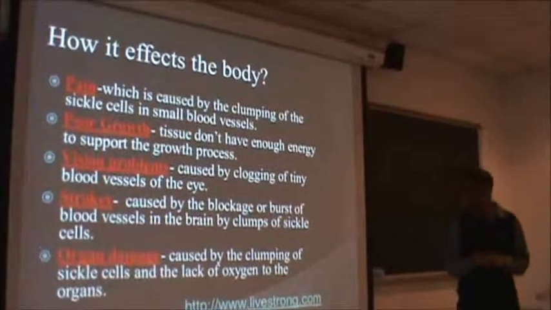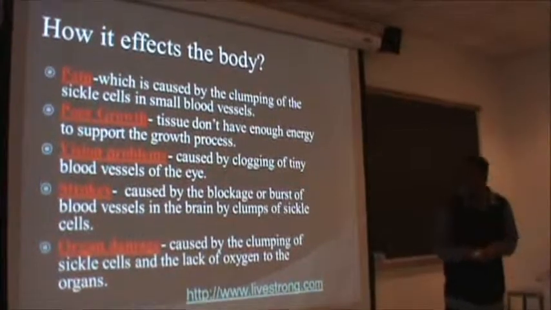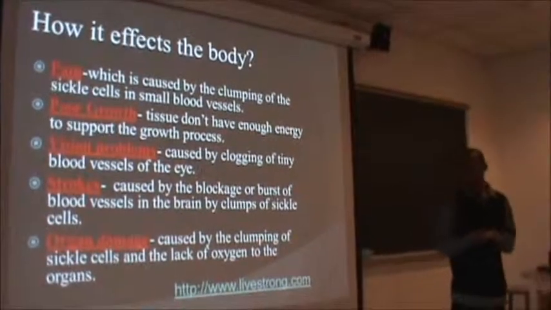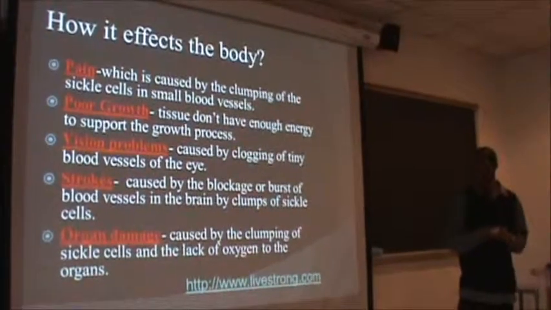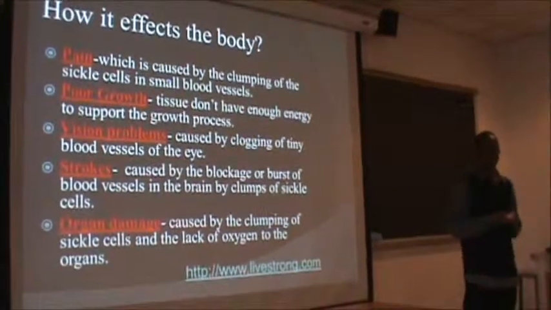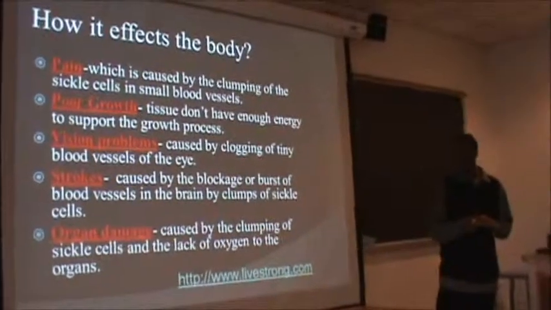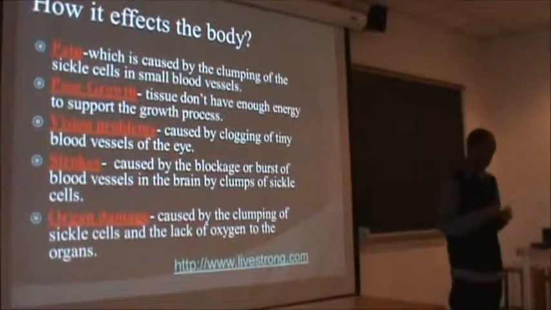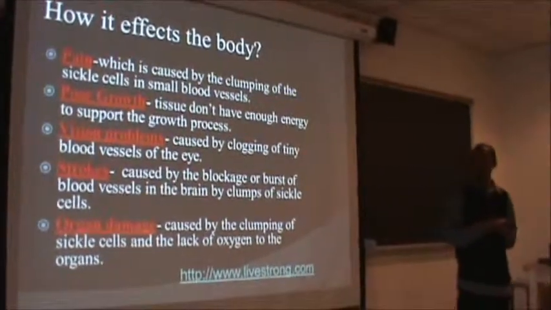Vision problems caused by clogging of tiny blood vessels of the eye. It also can cause strokes, which is by blockage or burst of blood vessels in the brain by clumps of sickle cells. And organ damage caused by the clumping of sickle cells and the lack of oxygen to the organs, which is based on RealStrong.com.